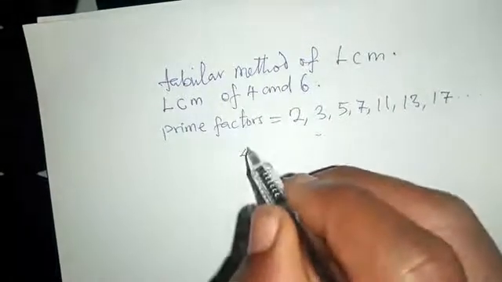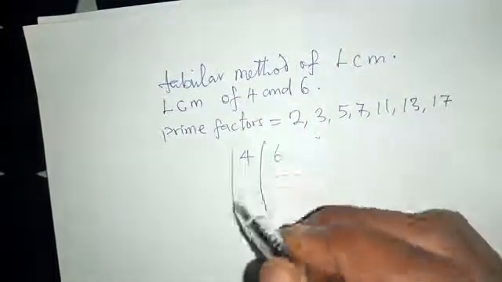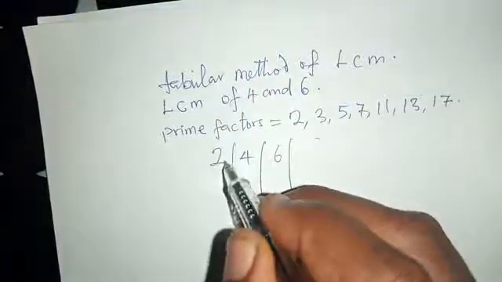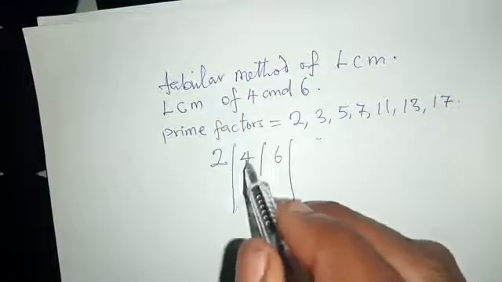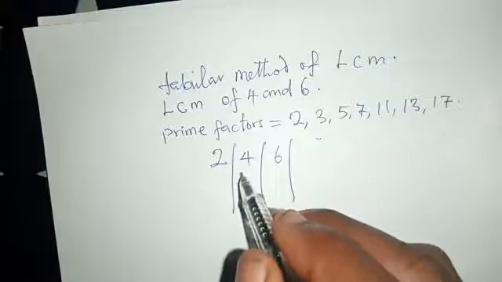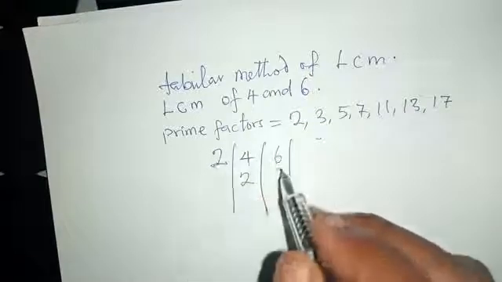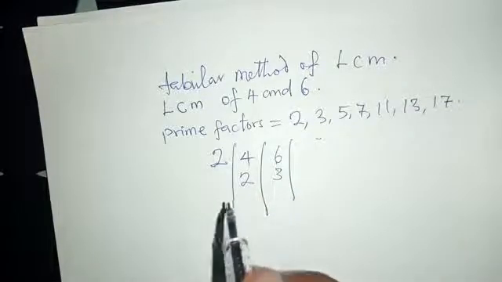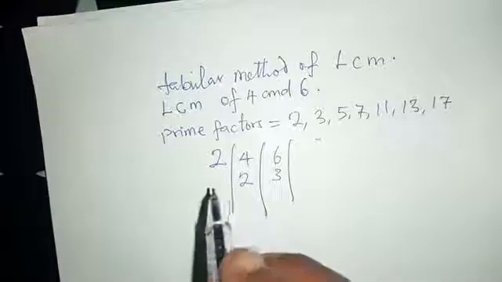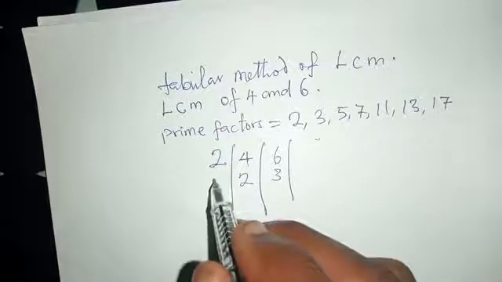I'll have this 4 and I'll have 6. I will start with the 2. 2 into 4, 4 divided by 2 is 2. 6 divided by 2 is 3. I'm still going with 2 because 2 has not finished.